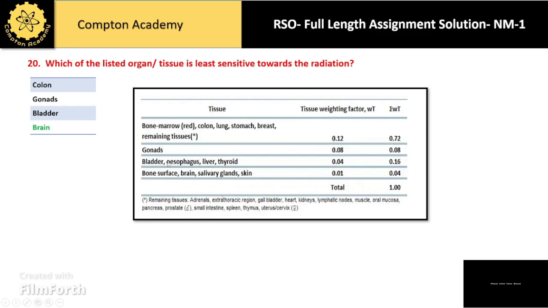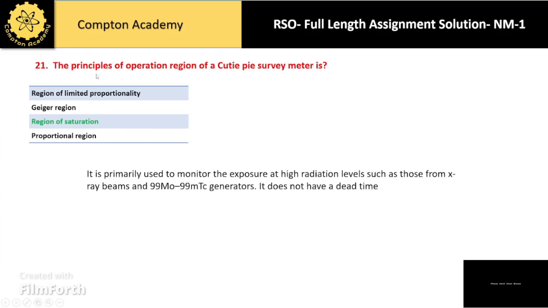So among these, the brain has the least radiation weighting factor. The radiation weighting factor can also be correlated with the sensitivity towards the radiation, so the brain is least sensitive towards the radiation. Now the question number 21, the principle of operation of region of QT-pi servometer is.